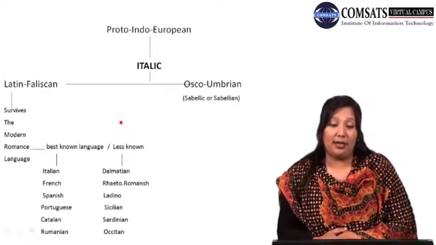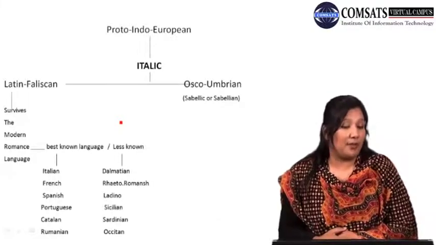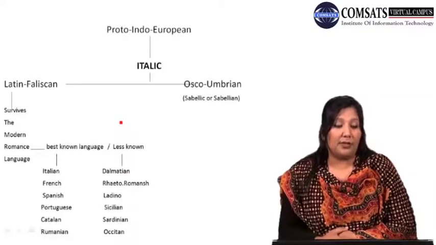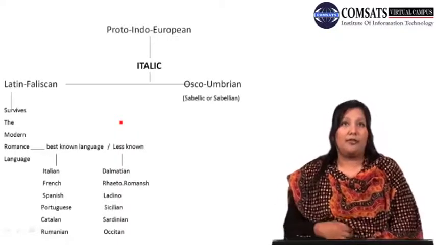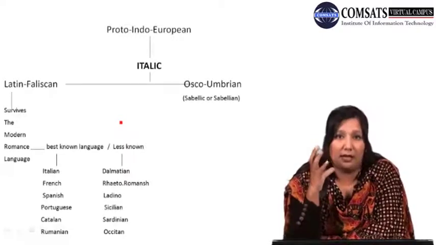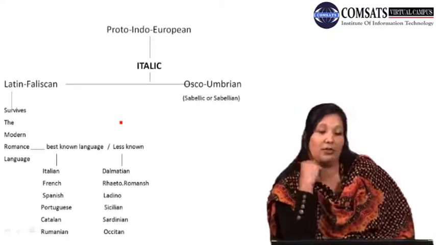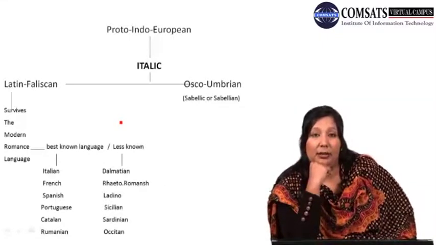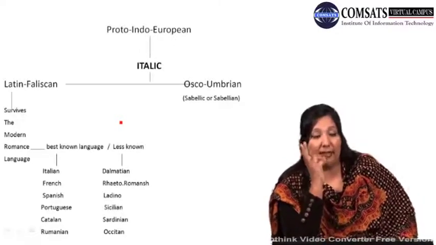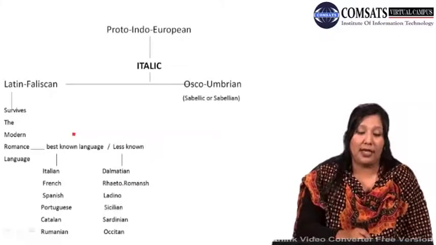This Latin-Faliscan branch is further subdivided. It is said about the Latin-Faliscan languages that they survive in the modern Romance languages. The modern languages that are known as the Romance languages are a product of this Latin-Faliscan branch of the Italic languages. This branch is further subdivided into two main things.